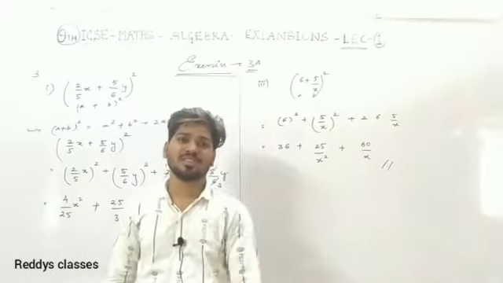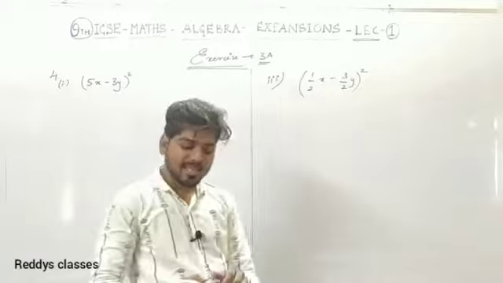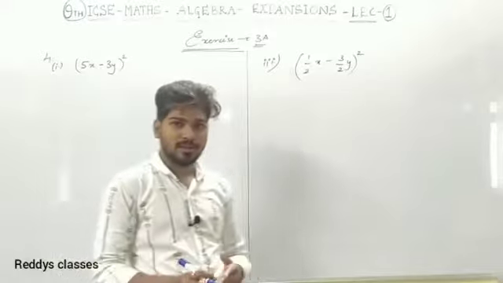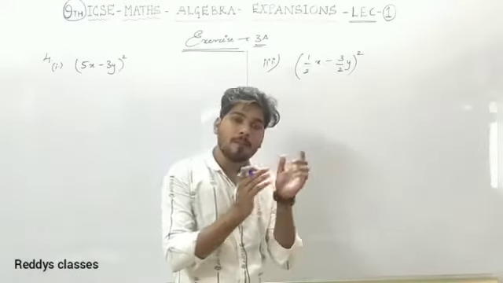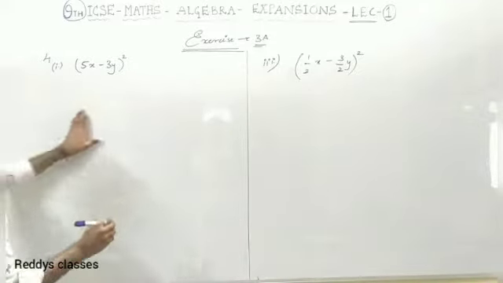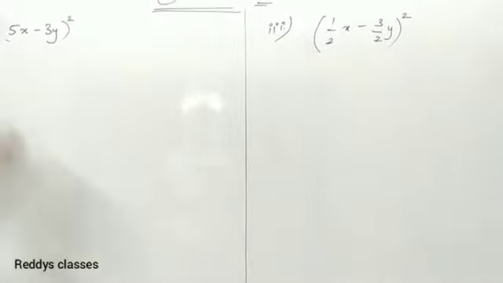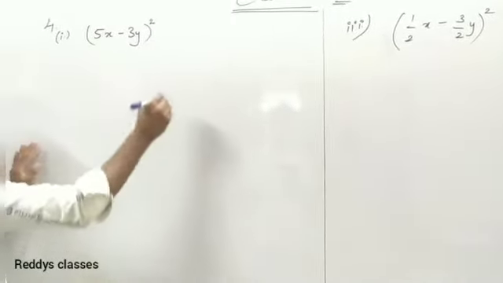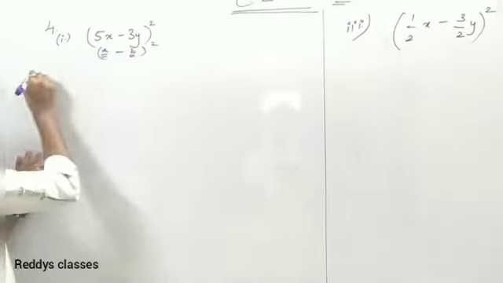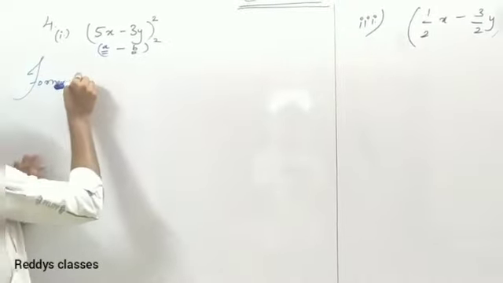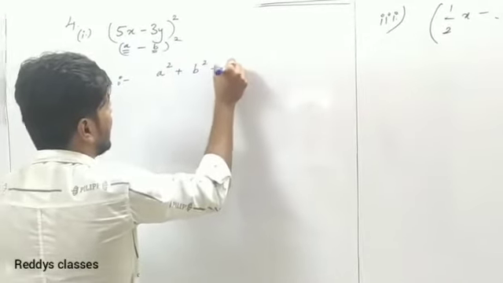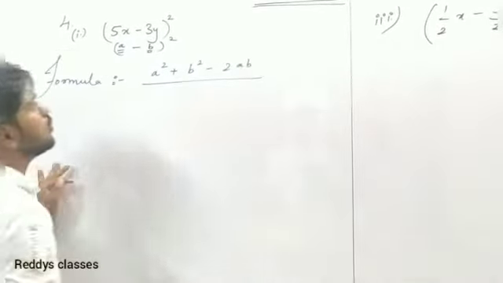Okay, let us go to the next question now. We have the fourth question. The first question is related to (a minus b) the whole square, which is a square plus b square minus 2ab. Let us start with the sum here. What is given? (5x minus 3y) the whole square. We have this value a and this value b. So what is the actual formula? a square plus b square minus 2ab.